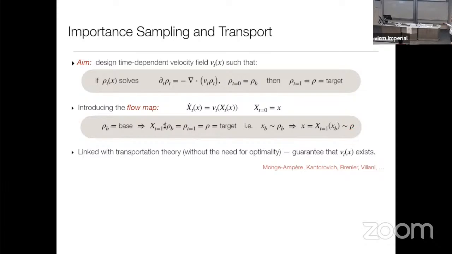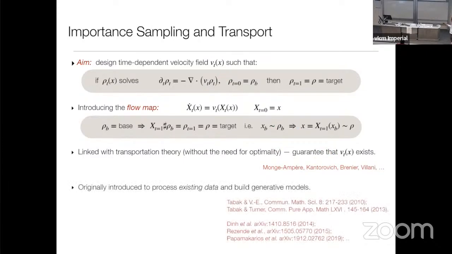Okay, so there's obviously a link between this type of problem and problems that arise in transportation theory, except that there is no need for optimality here, and this, of course, has a very long history that guarantees that such a velocity field exists. And these methods were introduced initially in these papers to process existing data. So if you are given samples and you'd like to process them, you imagine that the samples you are given are in fact samples from the target, and you use the result in reverse: you push the target towards something simple, and then you can go in reverse to actually get new samples.